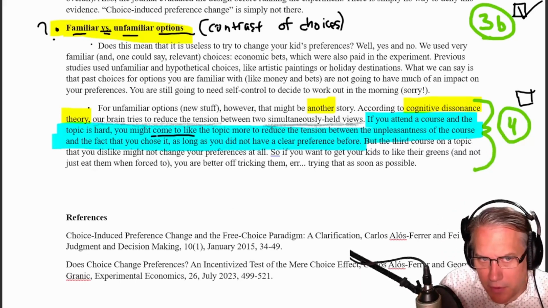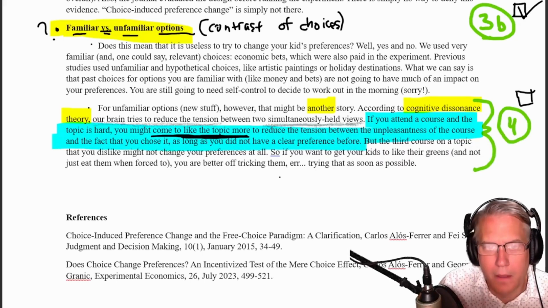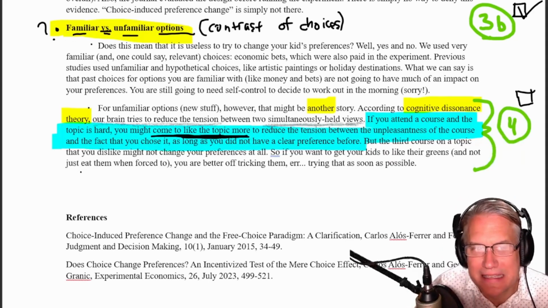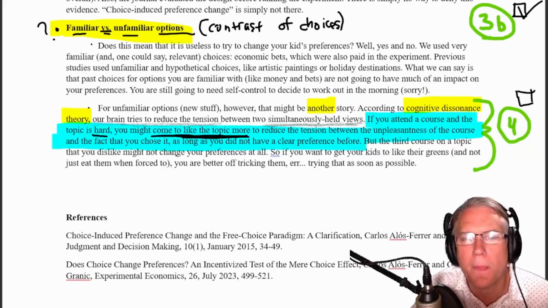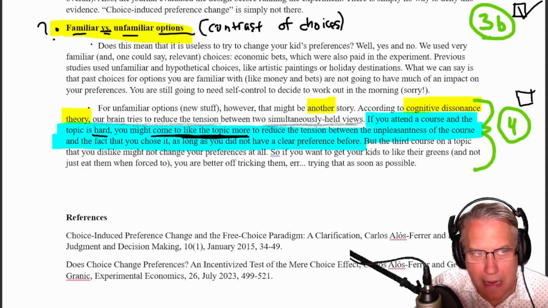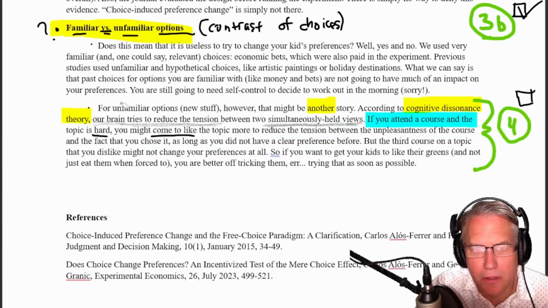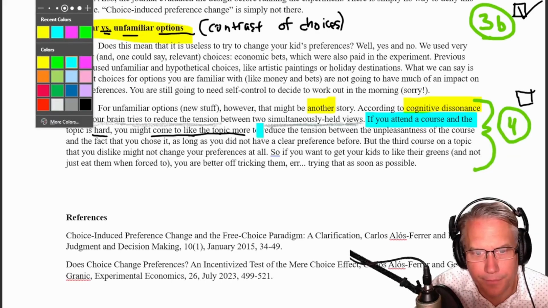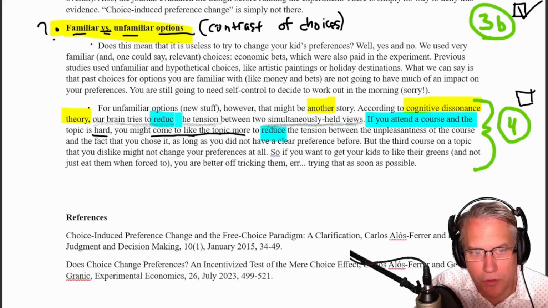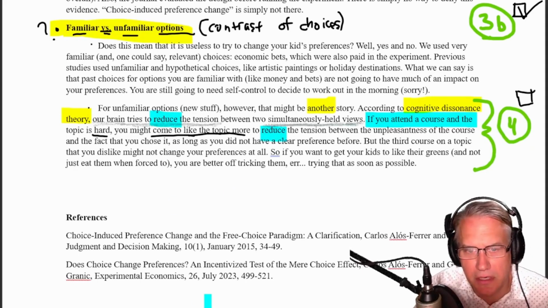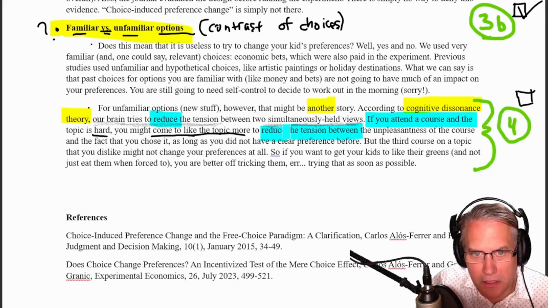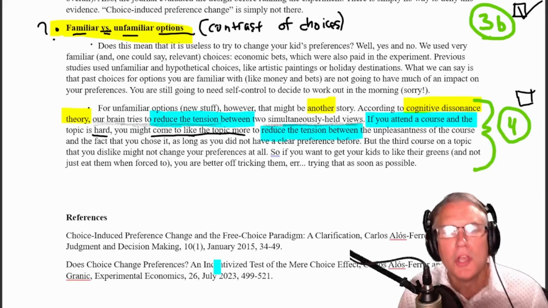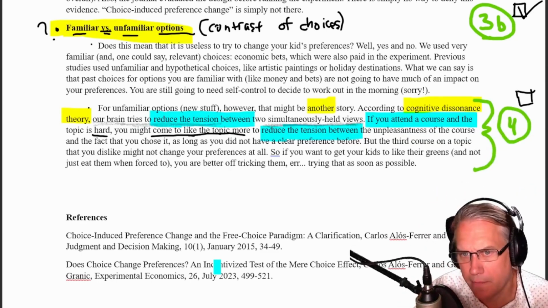Okay, so all of this is all part of the same grammatical unit. You might like the topic more. Why? Why would you like the topic more if it is difficult, if it is hard? Because your brain is trying to reduce. You like it more. Why? To reduce the tension. To reduce the tension between. Look at that. To reduce the tension between.